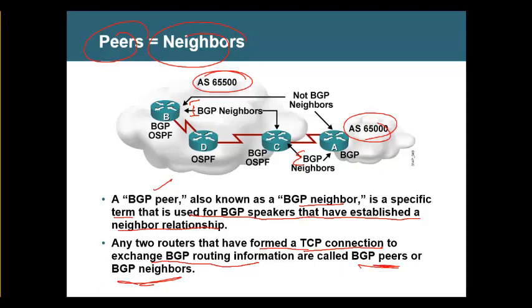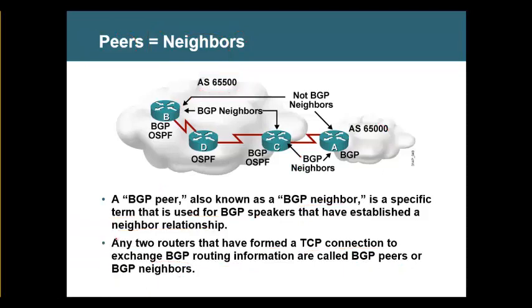So what is a peer? A peer is a neighbor. What is a neighbor? If two routers can do a three-way handshake, followed by the BGP open message, sending the router ID and the hold time, and the keepalives every 60 seconds, and the BGP update packets between them. If they can do all this, we call those two routers BGP neighbors, BGP peers.